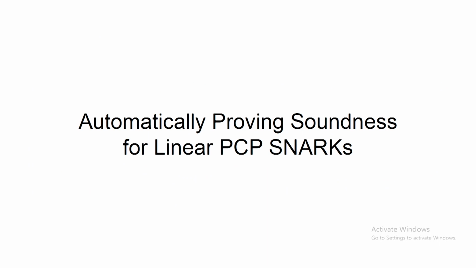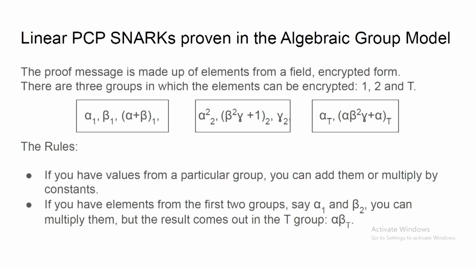So the first section of my talk is about linear PCP SNARKs. The most famous example of a SNARK of this kind is the Groth16 SNARK. So it's sort of older, but still a very broadly used kind of SNARK. Just to begin with a bit of discussion of the reasoning for the security of these SNARKs.